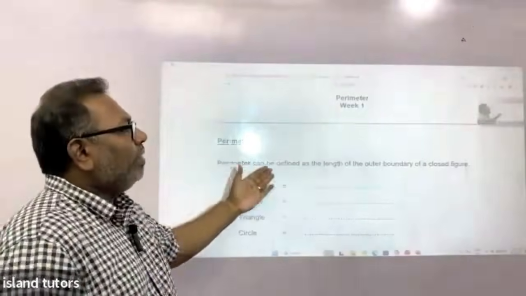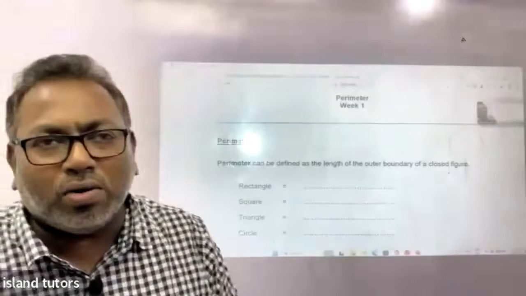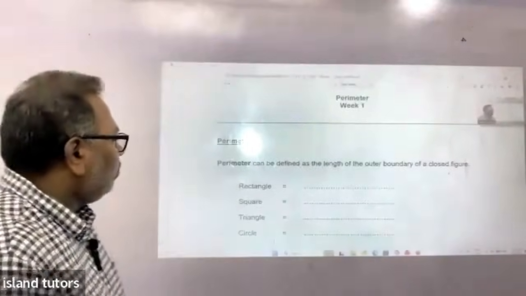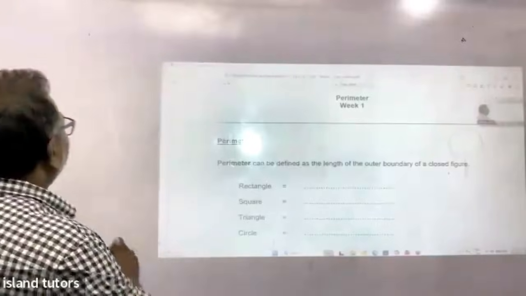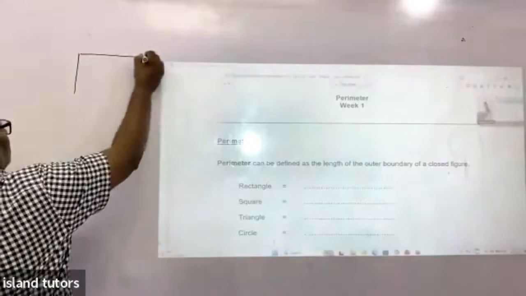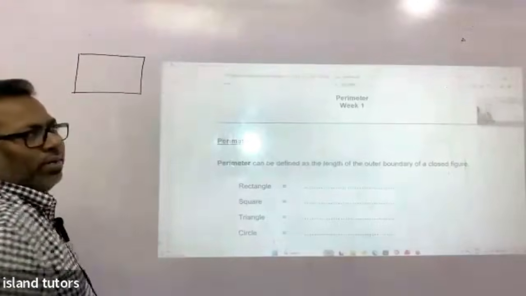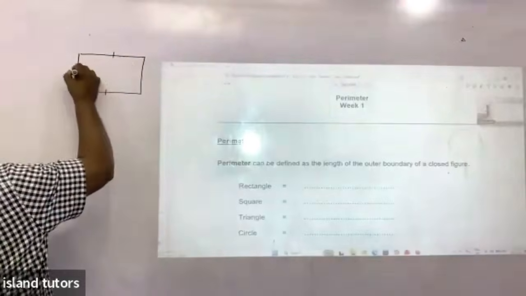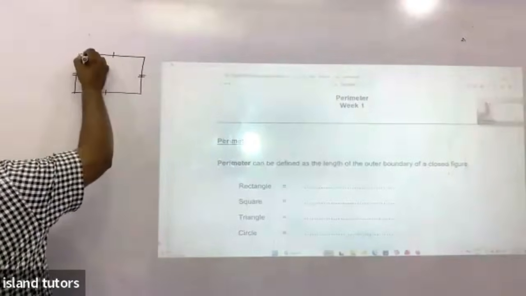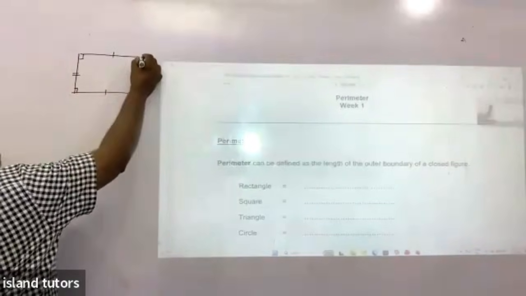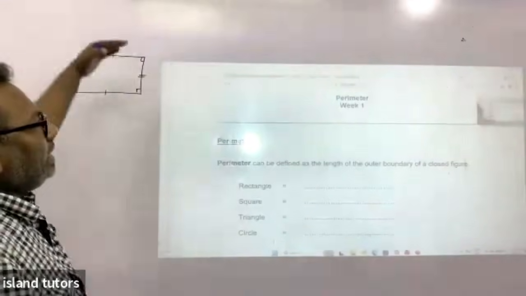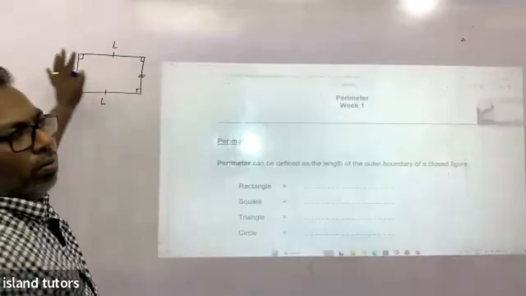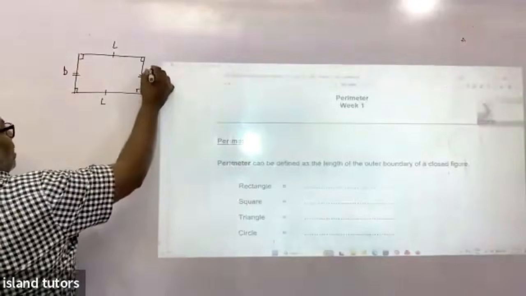Perimeter can be defined as the length of the outer boundary of a closed figure. So you have a rectangle. What is a rectangle? You have a figure like this. In a rectangle, opposite sides are equal, and at the vertices you have 90-degree angles. So opposite sides equal means length and length, breadth and breadth on the other two sides.